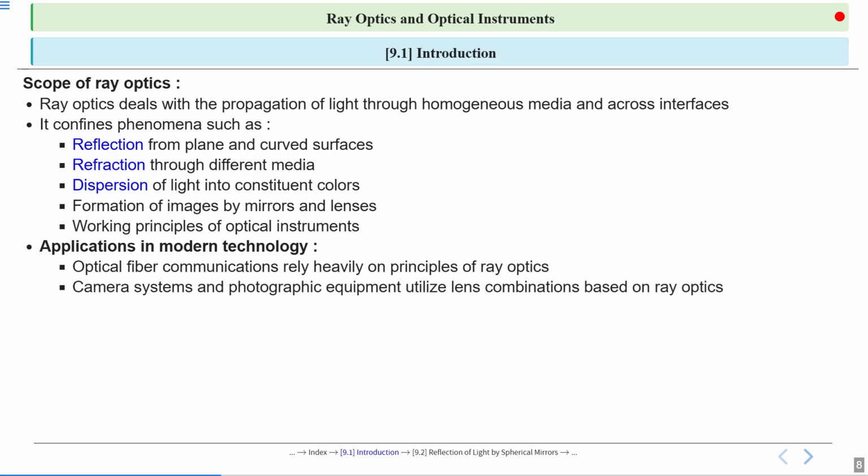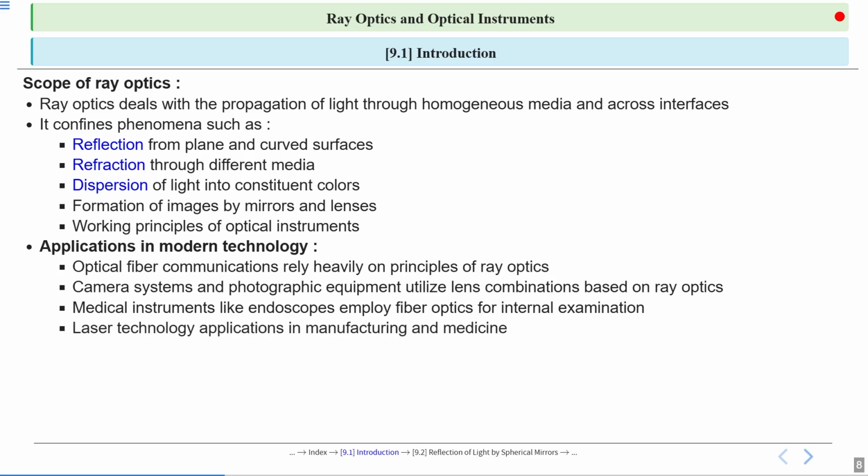Camera systems and photographic equipment utilize lens combinations based on ray optics. Medical instruments like endoscopes are also made of optical fibers. With the help of optical fibers, endoscopy is done. It is the diagnosis of internal organs. A fiber is inserted into your mouth to examine your internal organs. That endoscope uses fiber optics for internal examination.